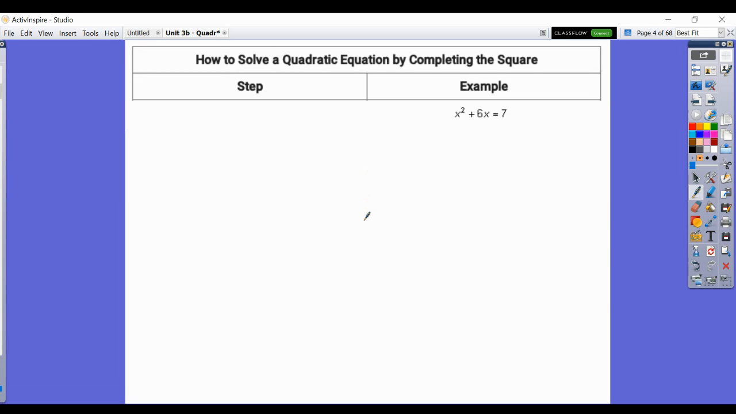Okay, now we're going to complete the square. This is lesson 3.5.1 continued. First of all, I'm going to show you step by step how to complete the square. So this problem is going to take a little bit longer, and then we'll work out a few more problems.